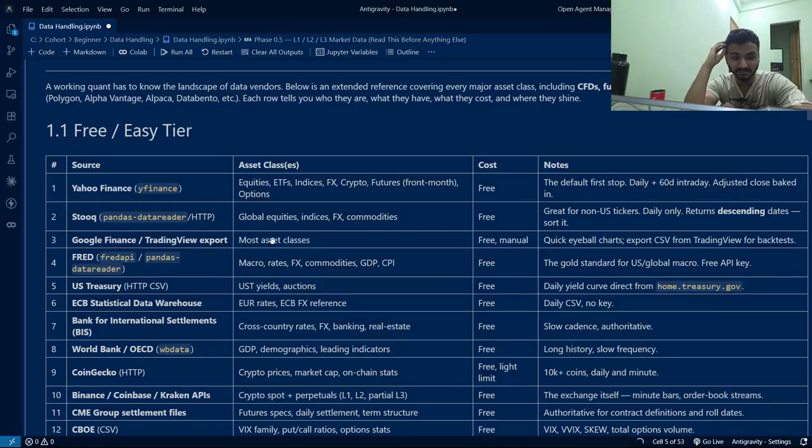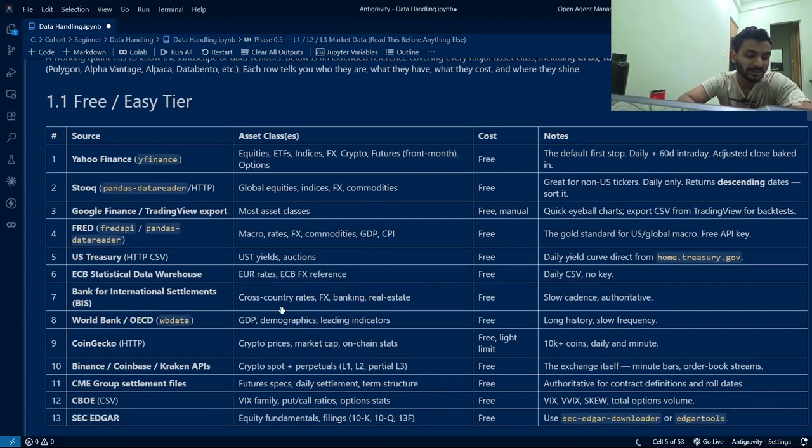Then you've got Stooq. You will get global equities, indices, FX, commodities for free. Great, especially for non-US tickers. Daily only, returns descending date sorted. Then your Google Finance and TradingView export, most asset classes free. Quick eyeball charts, export CSV from TradingView for backtest.